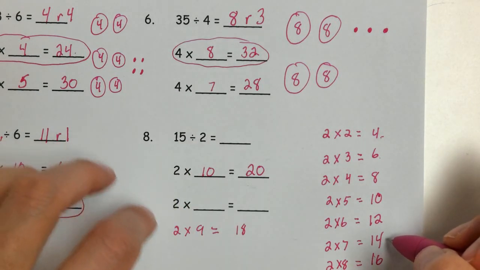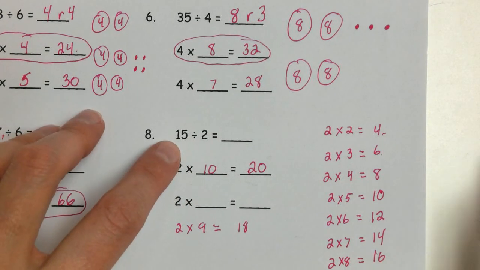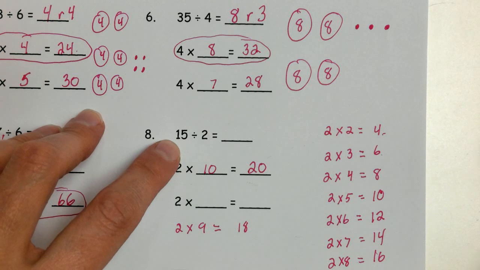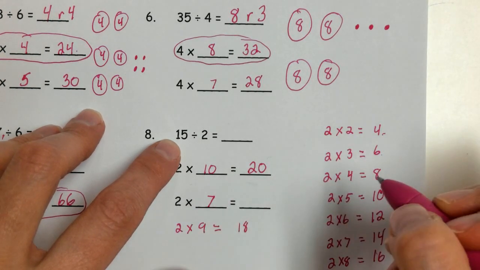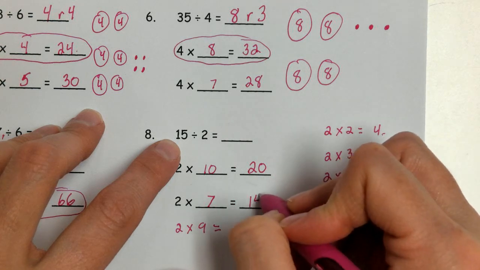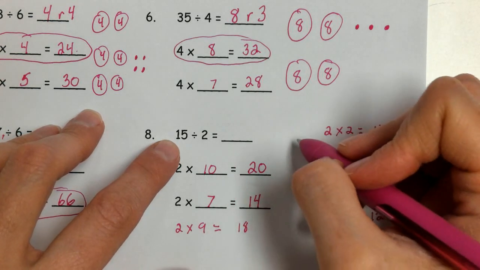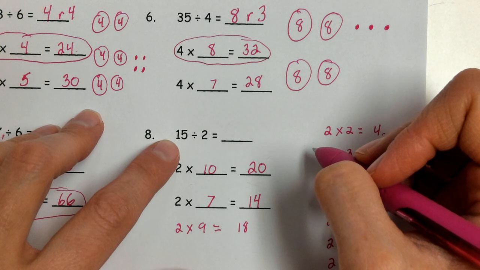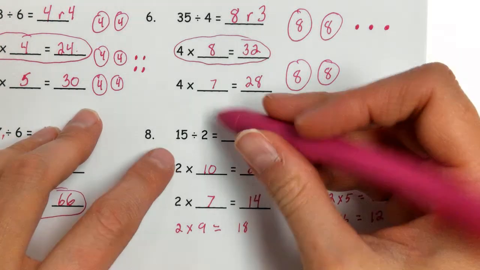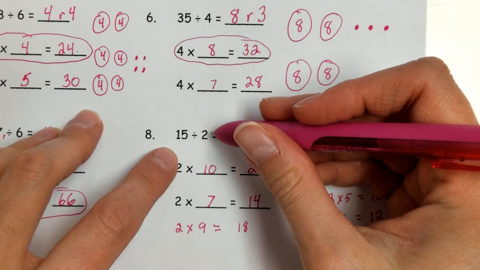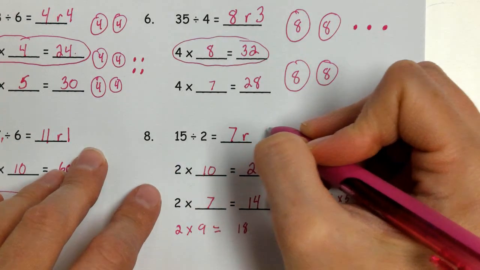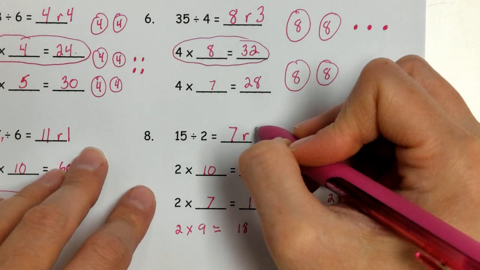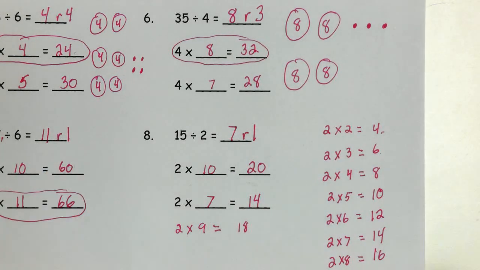So what is the one that's right below the 15? 2 times 7 is 14. So how many do I have in each group? 7. How many are left over? 1 is left over.